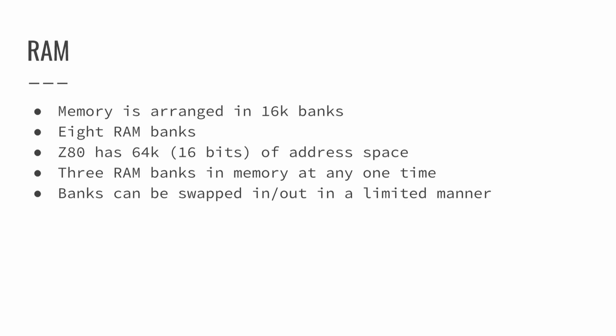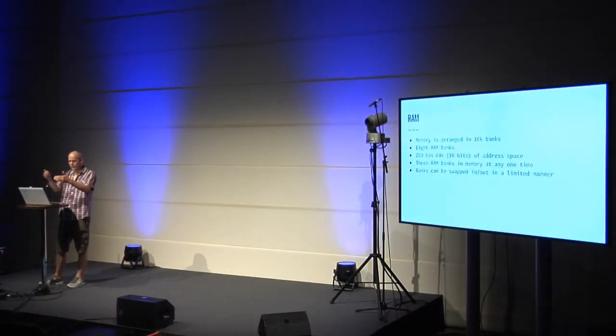So RAM. The memory is arranged in 16K banks. So you can fit 4 of those. 16 times 4 is 64K, which is the full address space. So you can fit 4 banks in memory at once. We actually have 8 RAM banks, which gives you the full 128K. But you can only have 3 of those in memory at a time, because the bottom one is taken up by ROM. There are some limited rules in how you can swap those in and out. But basically, you can't access the whole 128K at once. You have to page in and out the memory as you need it.